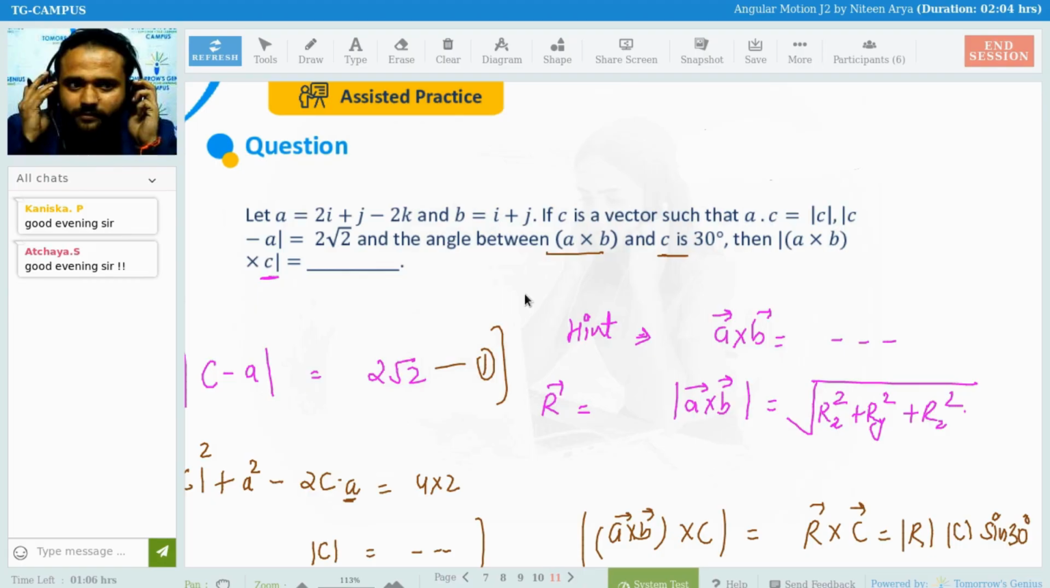What is the answer? Anyone? Anyone try or not? Out of 5 students. Bhuvana, Acha, Kanishka, Morish, Ashwin, Karthik. Okay. It's okay.